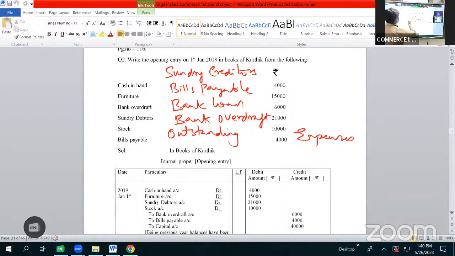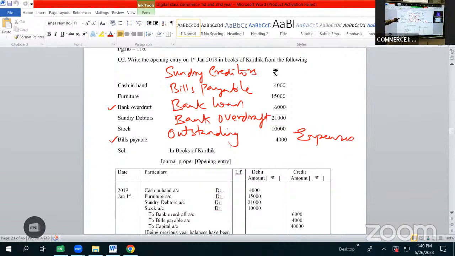So first we'll be checking with the names. Do we have these 5 names here? If we have them, just put a tick mark on those. Cash in hand, it doesn't fall in these 5 names. Furniture, we don't have. Bank overdraft, we have. So first put a tick mark on bank overdraft. Then we have sundry debtors, not sundry creditors. Then we have stock, which is not in the list. Bills payable, we have bills payable, so put a tick mark on this.